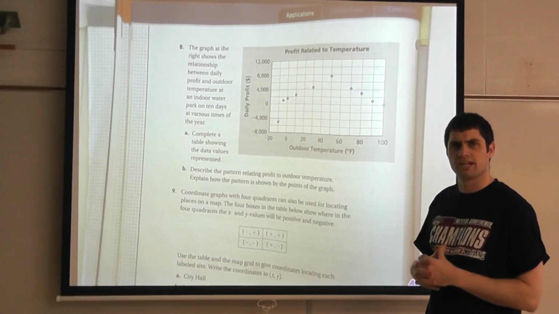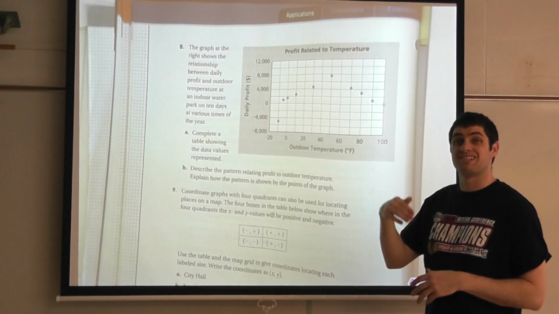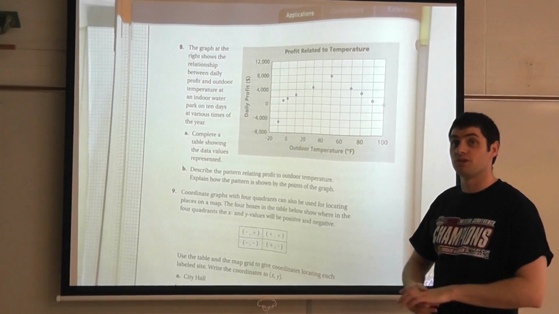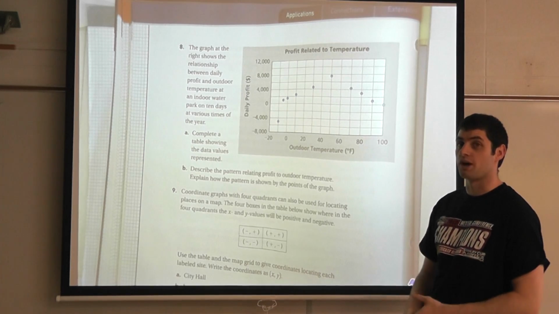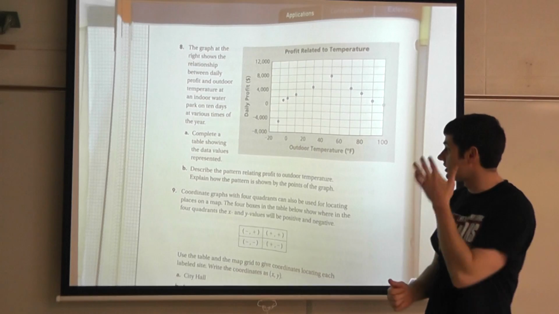What does negative 5,000 actually stand for? That means I lost $5,000. Of the money it takes to run the water park, I'm going to lose money on days when it's negative 10 degrees outside.